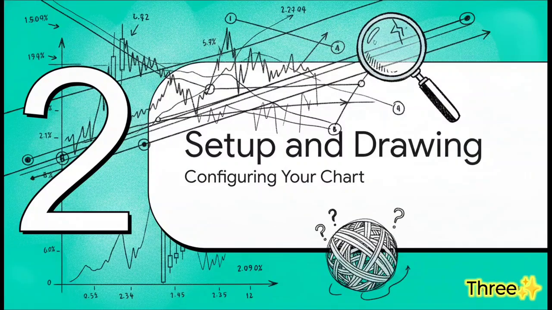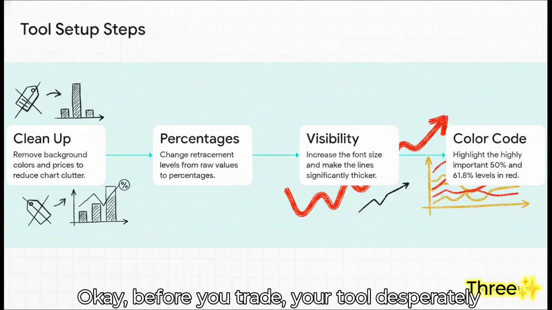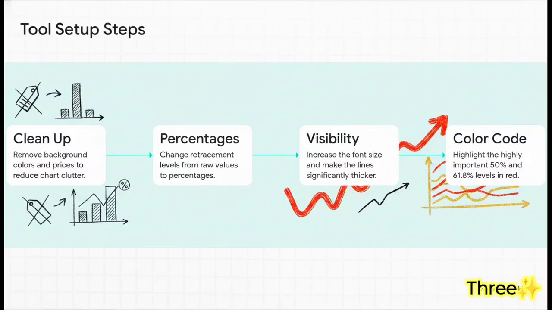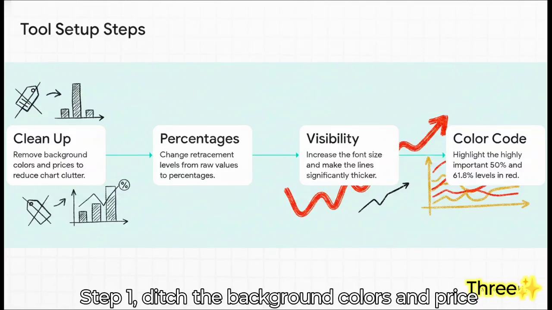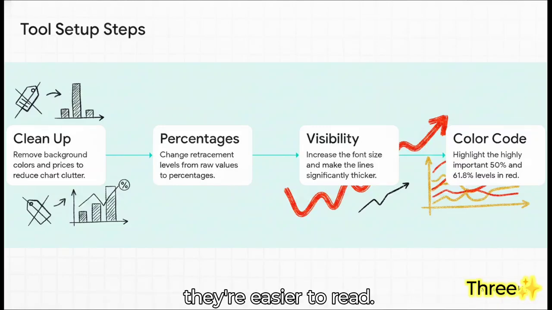Moving on to part 2, Setup and Drawing. Okay, before you trade, your tool desperately needs a makeover. By default, it looks like a cluttered finger painting, right? Let's fix that. Step 1, ditch the background colors and price labels to cut through the noise. Step 2, switch the levels to percentages so they're easier to read.